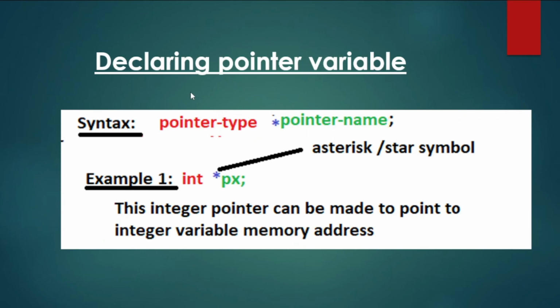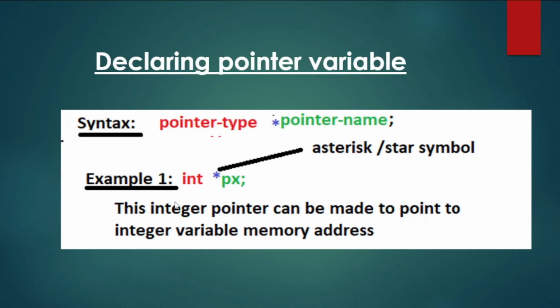Now let us see how to create or declare the pointer variable. Very simple. The syntax you have to follow is, first you write the pointer type, whether it is integer or float or double. Just now we have seen, right? Then we need to write this star symbol or asterisk symbol. This symbol refers to a pointer. Whenever I give this and type some variable name, that indicates that this variable is not a normal variable, rather it is a pointer variable. So this asterisk or star symbol indicates it's a pointer variable.